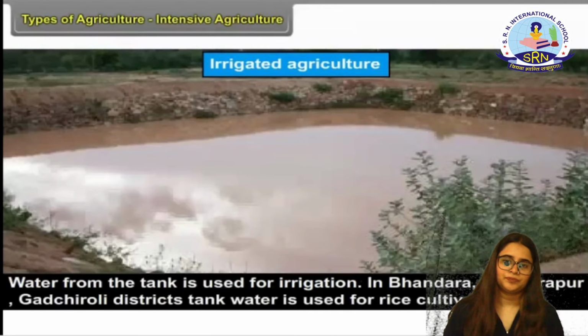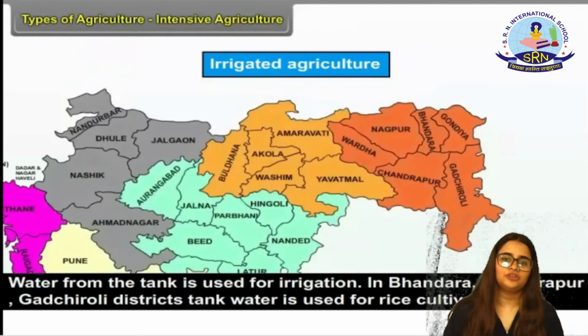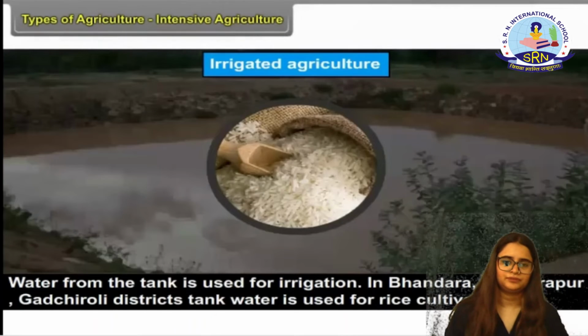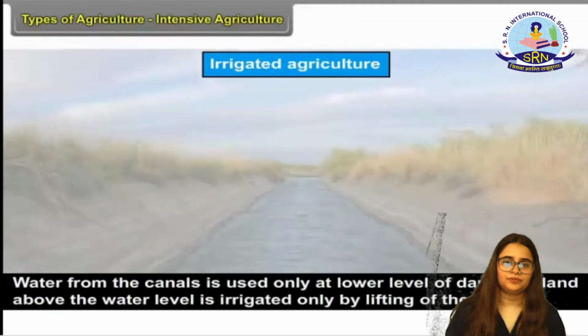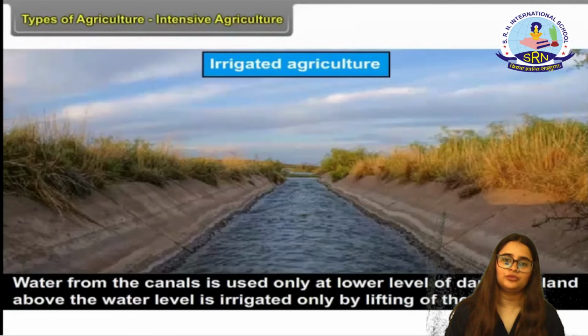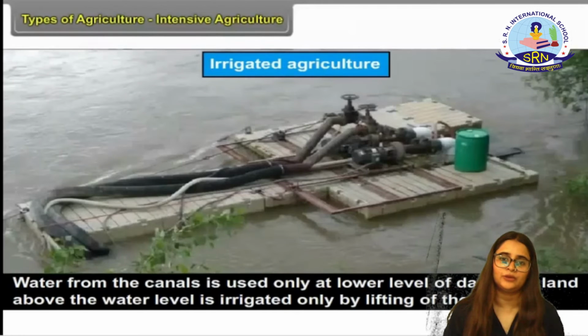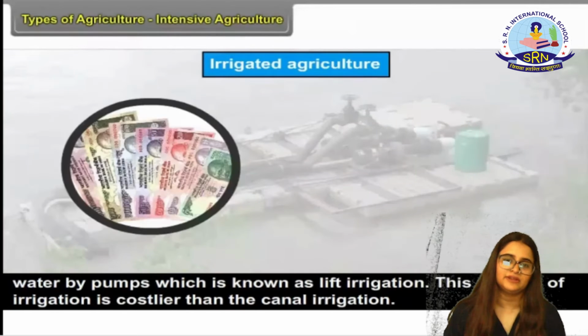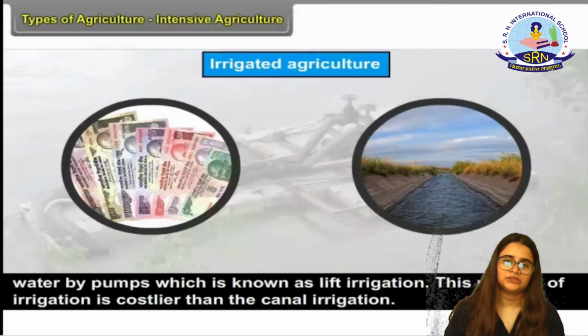Tank irrigation. Water from the tank is used for irrigation. In Bhandara, Chandrapur, Gadchiroli districts, water is used for rice cultivation. Lift irrigation. When water from the canals is used only at the lower level of dams, but land above the water level is irrigated only by lifting the water by pump, which is known as lift irrigation. This method of irrigation is costlier than canal irrigation.